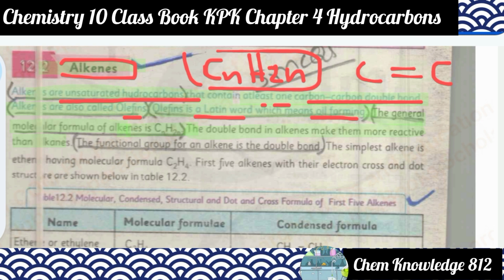I can say due to the double bond the alkenes are more reactive as compared to alkanes. So the functional group of an alkene is the double bond.